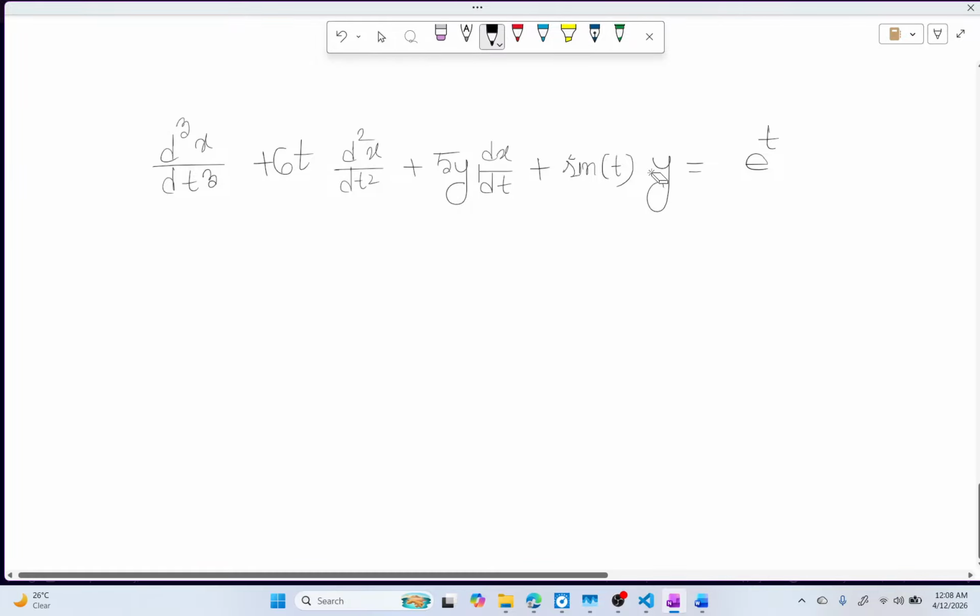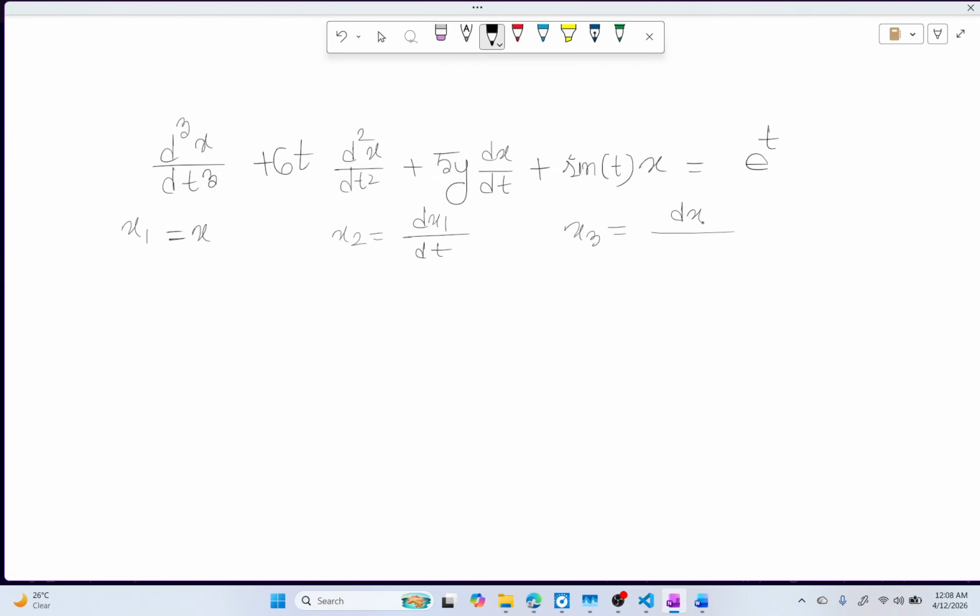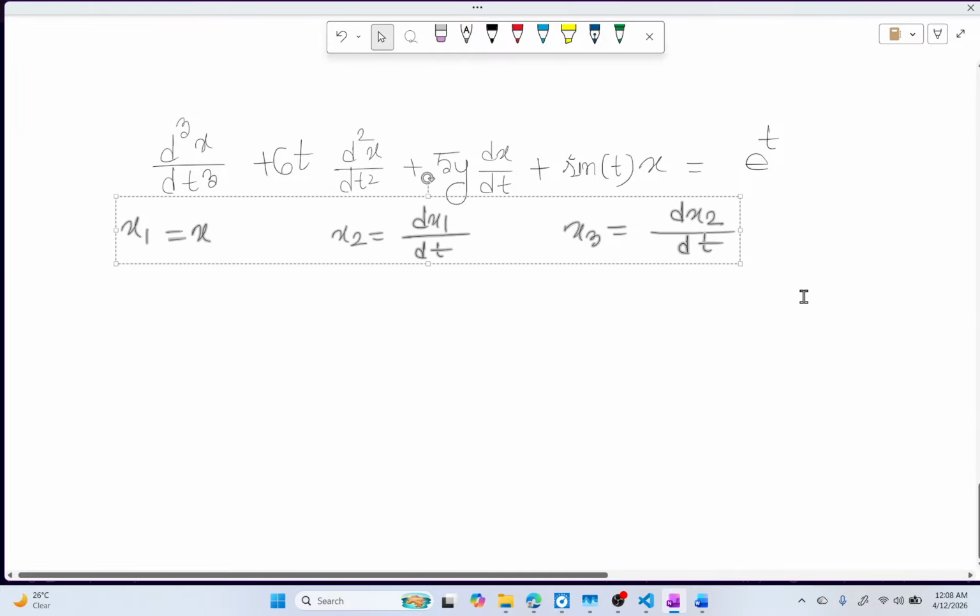Okay, so now how am I going to find this x? To find this x, I have to again define some variables. Let's say x1. X1 is x, and what is x2? This is basically, let's say, dx1 by dt. And what is x3? This is dx2 by dt. So you can see that as my order is 3, I have defined 3 variables here.